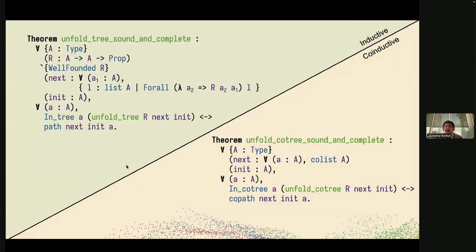And this is what the theorem statements for them look like in Rocq. In both, we say that a game tree is in the unfolded game tree if and only if there's a sequence of moves, in other words, a path from the initial state to that state. In the paper, I talk about useful tricks for proving these theorems in Rocq and how to avoid certain pitfalls.